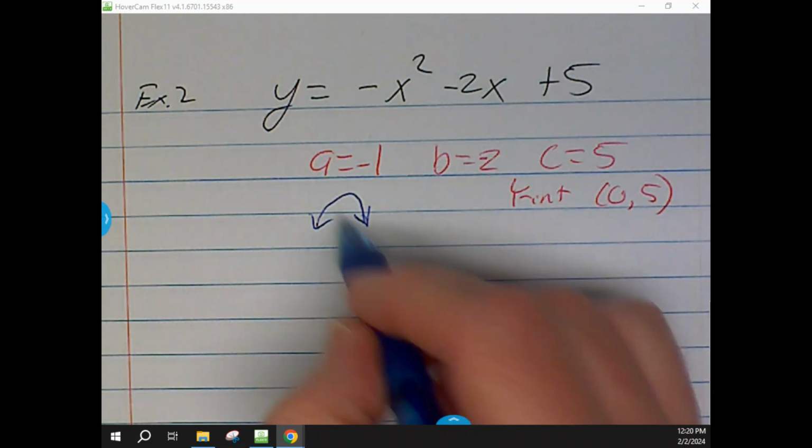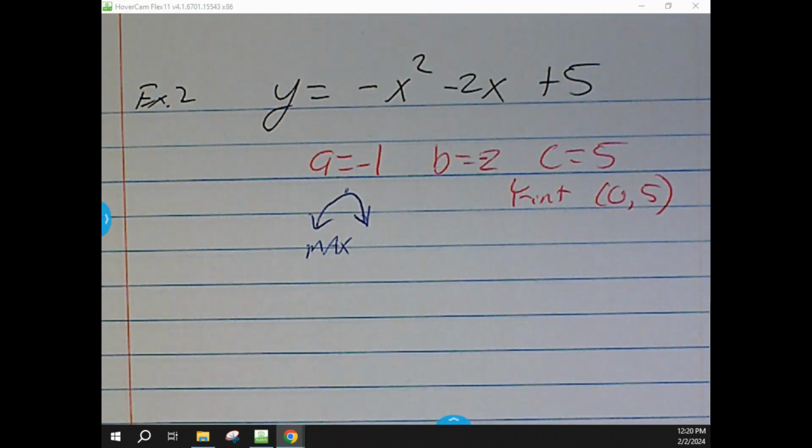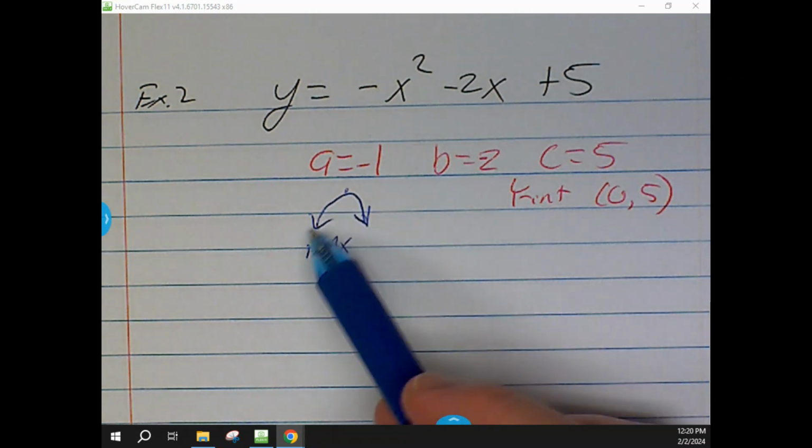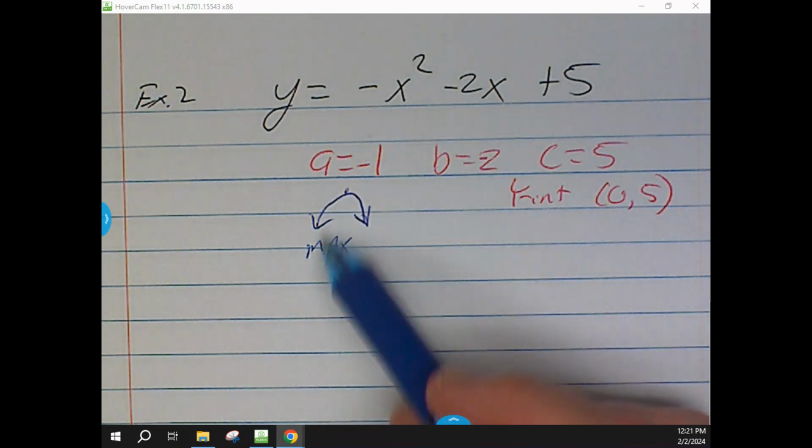All right. And if the graph is going like this, the vertex is at the top. So we know the vertex is going to be a max. So there are a couple answers that you should have just by looking at it. The a value is negative, which means the graph is going down. So if the graph is going down, the vertex is at the top. That means it's got to be a maximum.